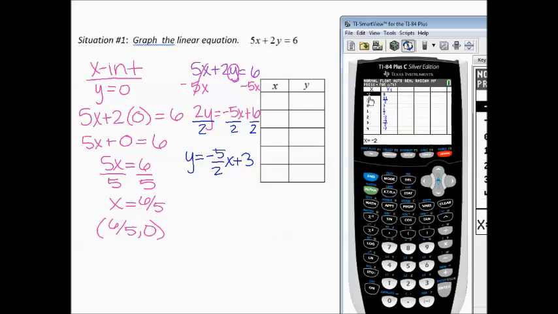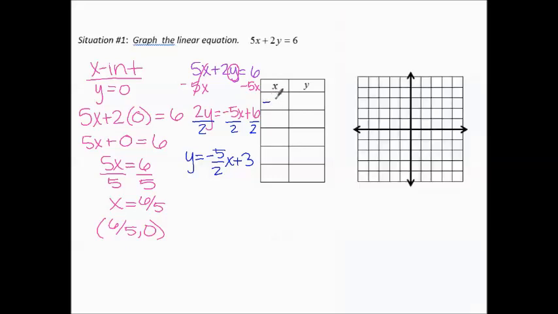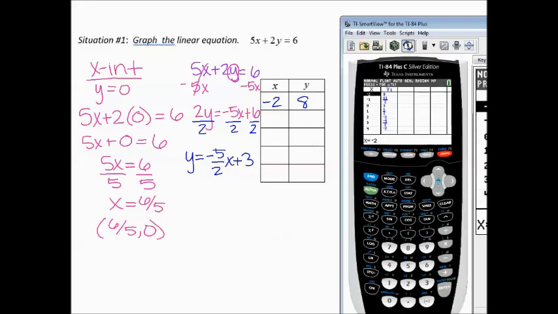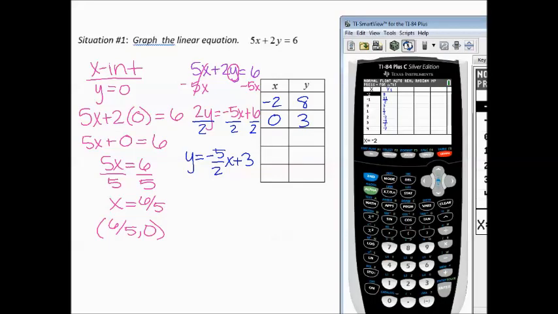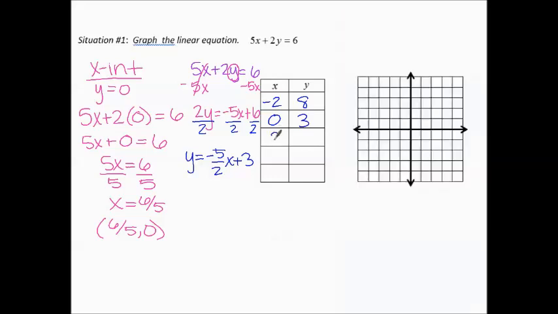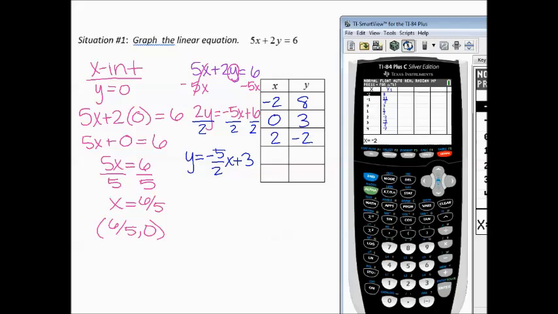So the first one I see is negative 2, 8. Negative 2 is my x, 8 is my y. Then I have 0, 3. 0 is my x, 3 is my y. Then I have the point 2, negative 2. And lastly, 4, negative 7.